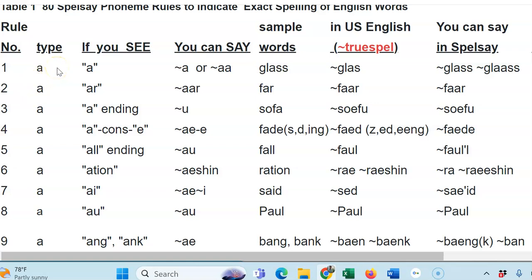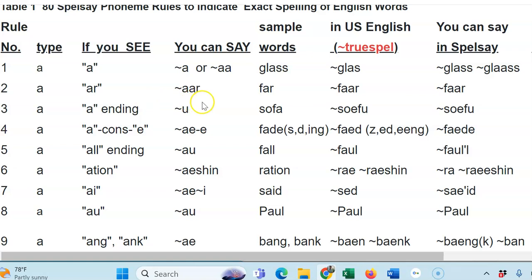Here is starting with A. If you see the letter A, you know that you can pronounce it eh or ah. For instance, glass in regular U.S. English is glass, but it can be pronounced in Spelsay glasses or glosses. You have to say the S twice to show that it is there. And the A could change either way in the British or the American style.